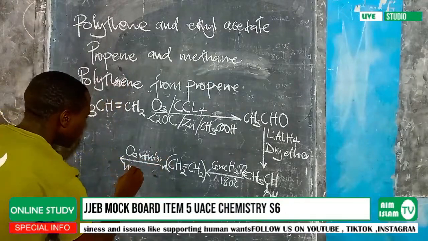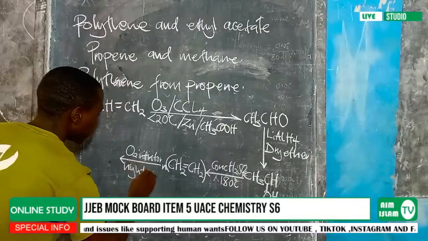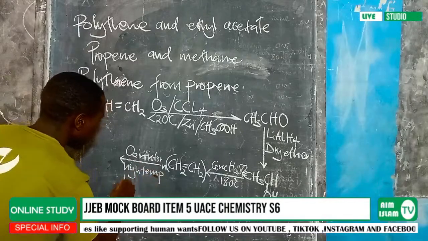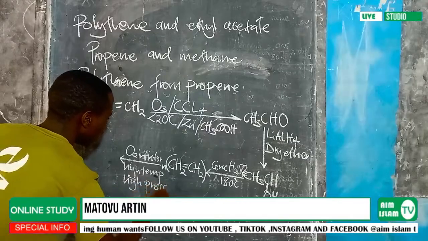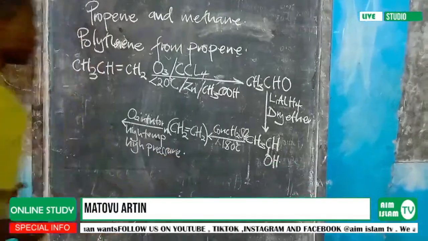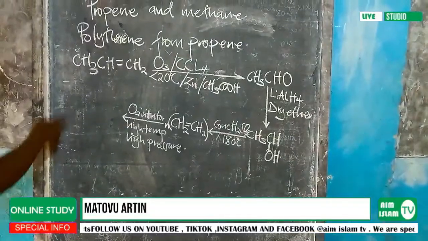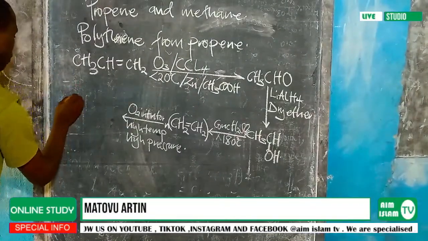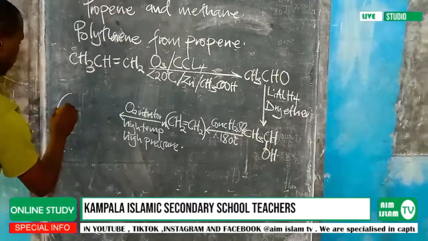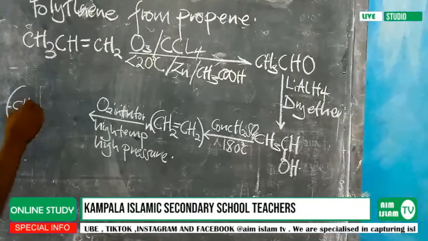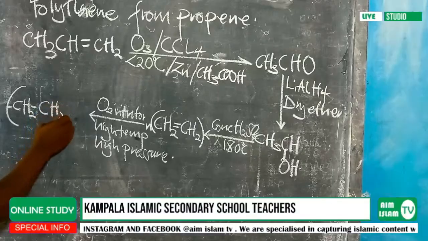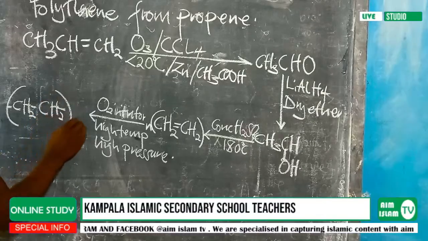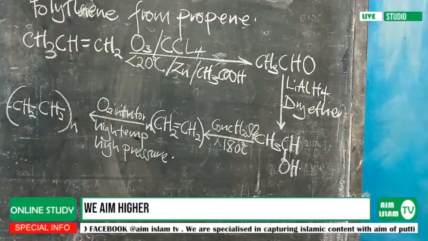At higher temperatures and higher pressure. With that, I will yield my polyethylene. It is a polymer, so I can write it like this. And this is my polyethylene.